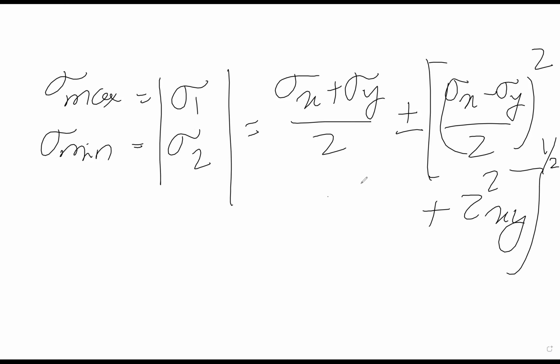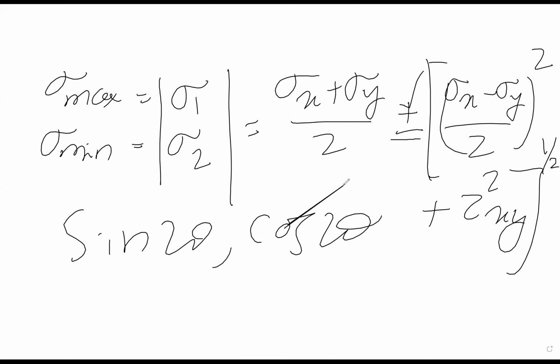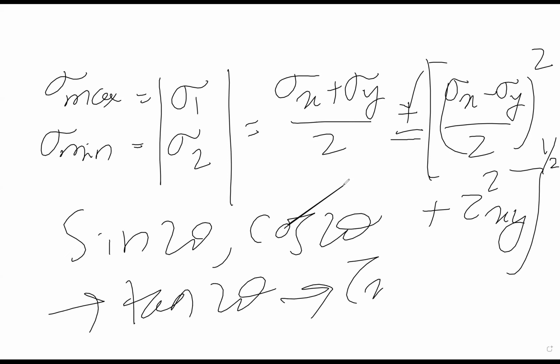If you use plus here, then we get the major principal stress. If you use the negative value, then we find the minimum or minor principal stress. This equation is obtained by putting the values of sine 2 theta and cos 2 theta, which are obtained from the tan 2 theta value. Tan 2 theta is obtained where we make the shear stress equal to 0. If we make the shear stress 0, that plane will be the principal plane, and the stresses developed on that plane will be the principal stresses.